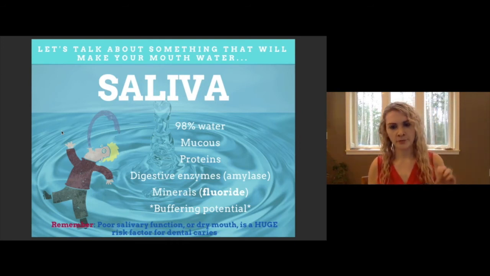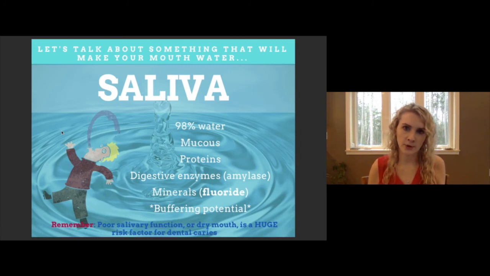Every single time we eat, our saliva is what brings our mouth back to baseline, because our mouth is what breaks down our food. It's an acidic, picklely environment, which is what it's supposed to do to start breaking down our food. However, our saliva comes on in and brings it back to normal so that our teeth aren't in a constant state of acid wear. Remember, poor salivary function, or dry mouth, is a huge risk factor for dental caries, and that is something that we will get into later.